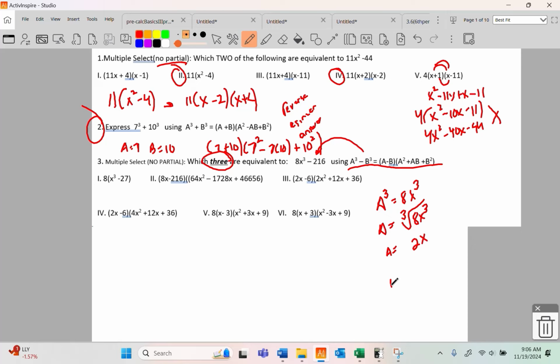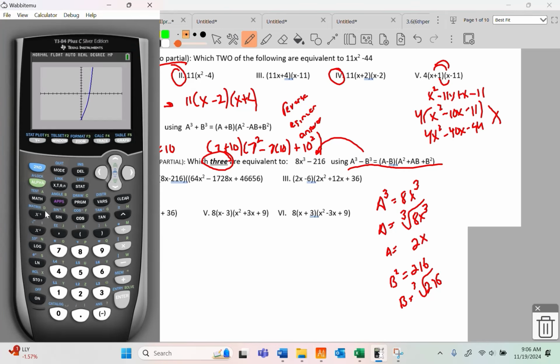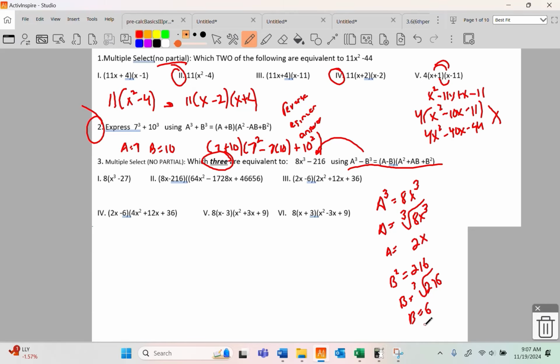Now this is what's going on in the background in your brains. B cubed lines up with 216. So b is the cubic root of 216, and you probably have forgotten this, but I know that you're lacking when it comes to numbers. So if I take my 216 and raise it to the 1/3 power in a calculator, I'll get it. B is 6. And I'm just going to plug in. So we have 2x minus 6, times 2x all squared, plus because there's a plus, 2x times 6, plus because there's a plus, 6 squared.